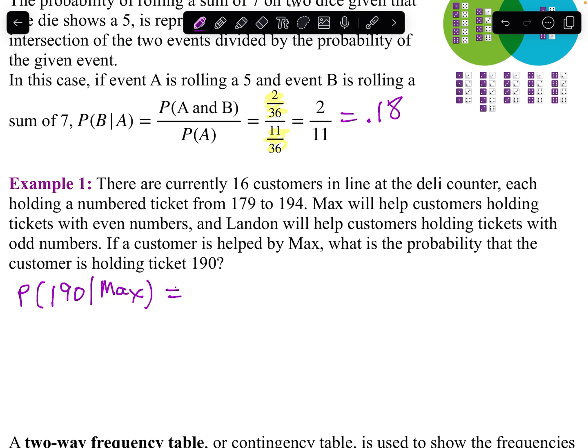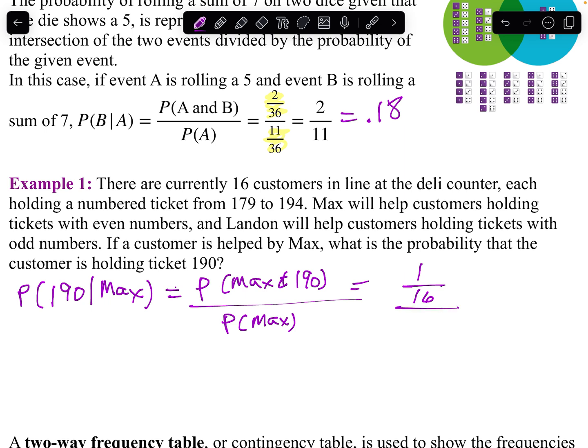Well, that's going to be the probability of max and 190 divided by the probability that max helped out. Well, if we take a look here, we got 16 customers, don't we? So I know my sample space is 16. And then what's the probability that we get 190 and max? Well, there's only one of them, right? Only one 190 ticket, and that has to be max as he's doing the even. Now I'm going to divide that by the probability that max is going to help.